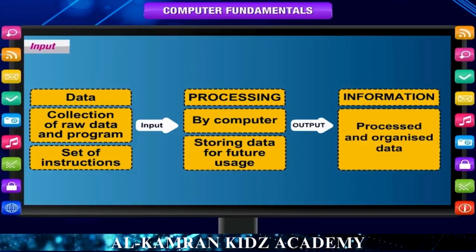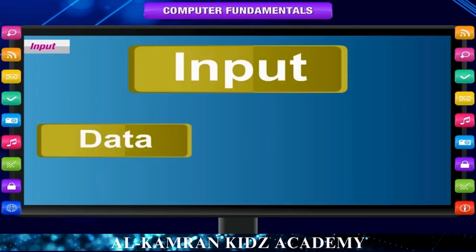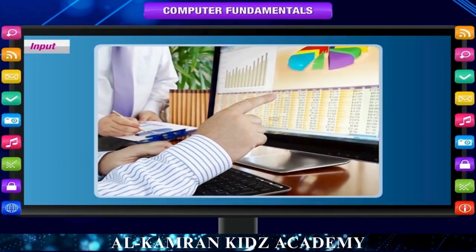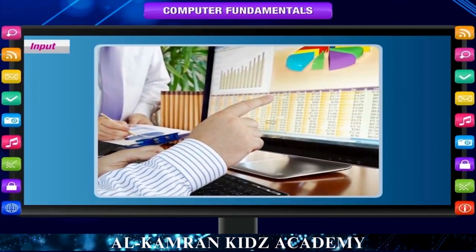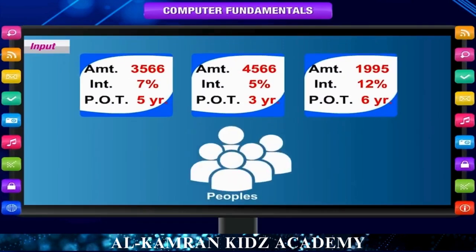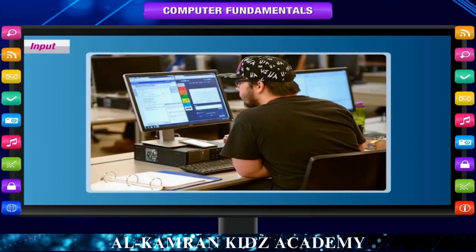Input. The computer accepts input given by the user in two forms, data and instructions. Data are the raw facts that have been collected but not organized. For example, details of loans taken by several people, different amounts on different rates of interest for different periods of time. A computer does not have its own brain.